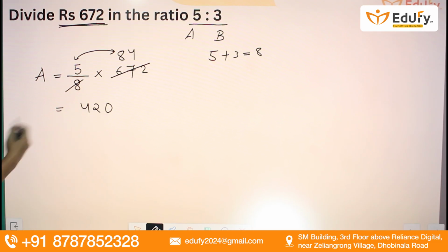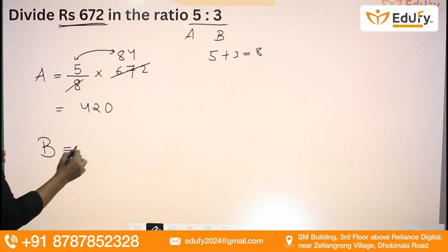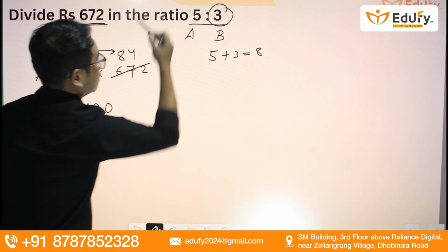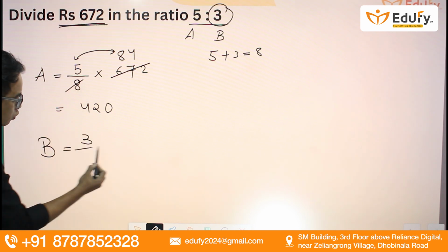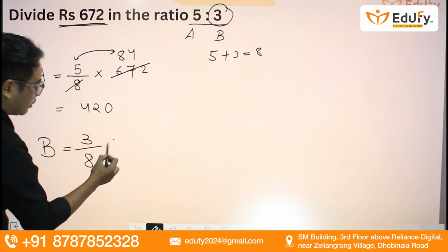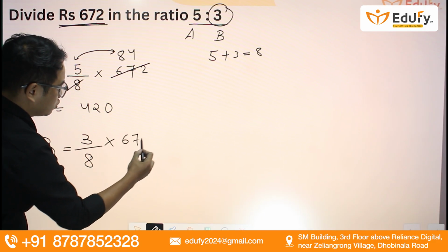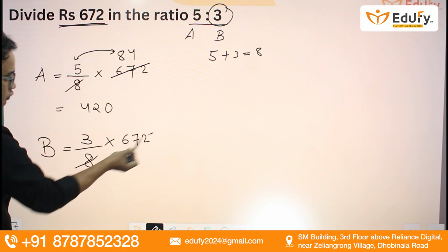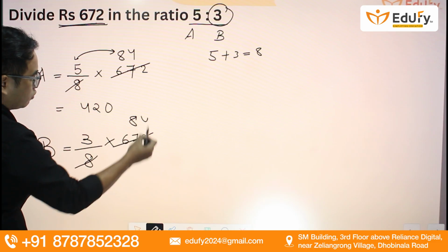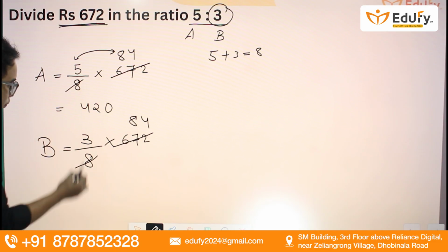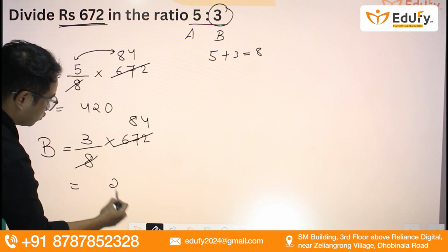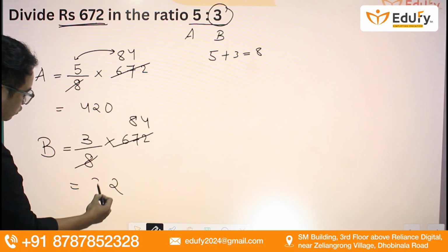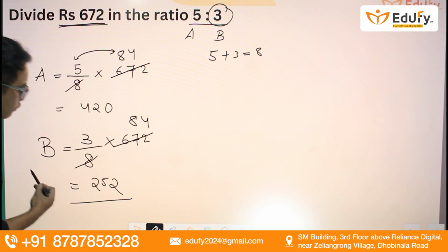Now after this, I can do the same way for B, which is now the ratio of B is 3. So 3 out of the total, which is 8, multiplied by your 672. Same thing, so 8 times, obviously we got it as 84, so here also we'll get the same thing, right? And then 3 times 4 is 12, 2, 1 in hand, and then 3 times 8 is 24, 25, 252 is what I get for this one.